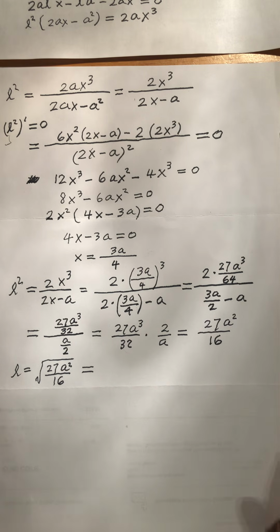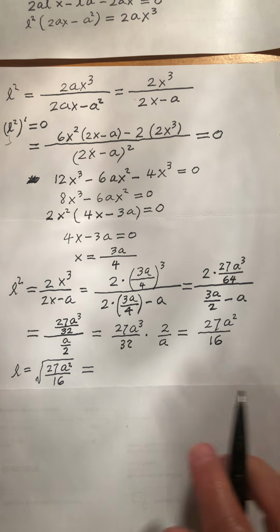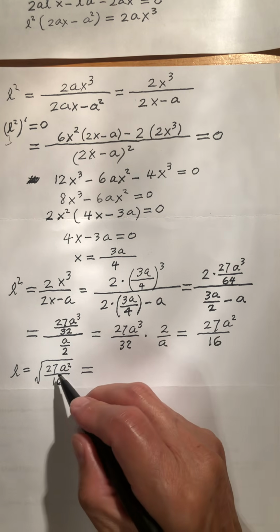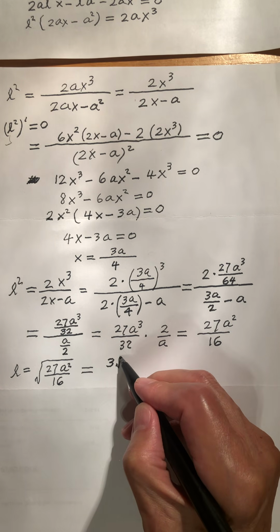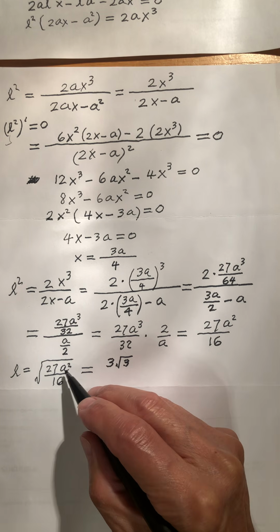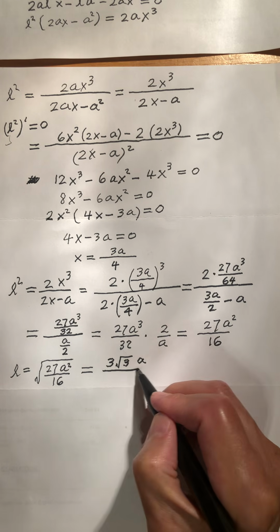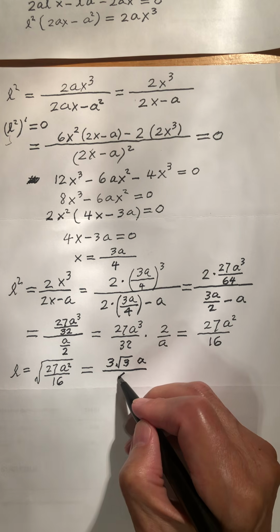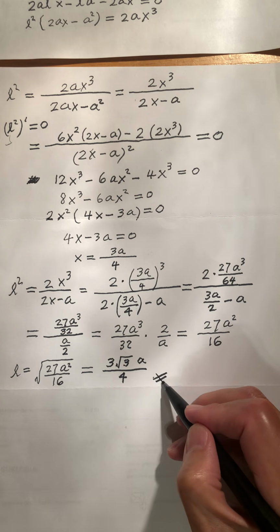When you take the square root, you need plus minus. But according to this question, minus makes no sense. The length of the fold line cannot be negative, so you only take the positive answer. So the square root of 27, if you do mental calculation, is 3 root 3. Square root of a squared is just a. Square root of 16 is 4. So this is your answer. This is your minimum fold.